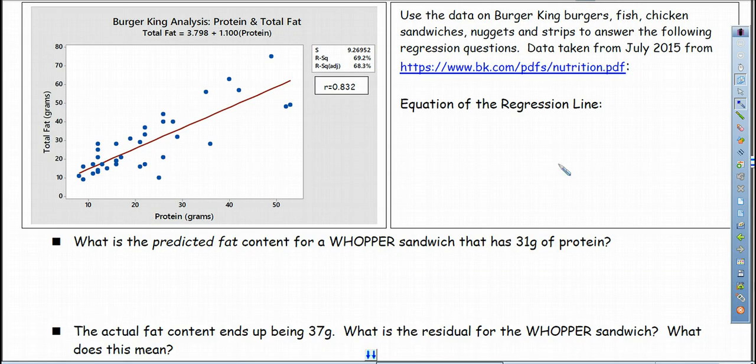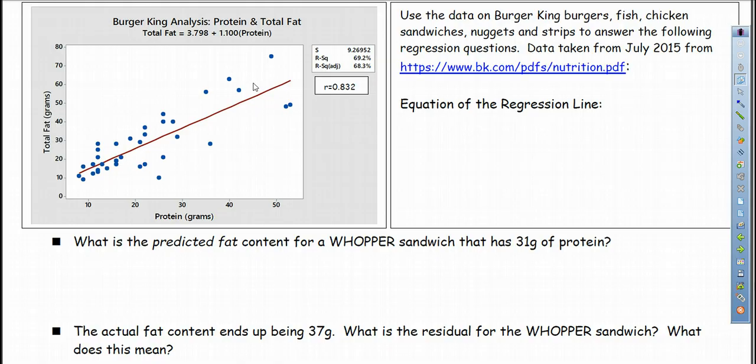So here we're going to look at some Burger King data. It says use the data. This is data on Burger King burgers, fish, chicken sandwiches, nuggets, and strips. So here we have our Burger King analysis. We're analyzing the protein and total fat. Down here on the x, our explanatory variable is the protein in grams, and our response variable is the total fat in grams. So we're predicting the total fat based on the protein levels. And this data was taken from July 2015 from the Burger King website.